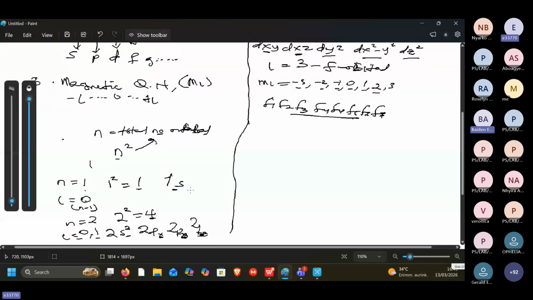Okay. So that is n, if I know n. Now note that when n equals 3, the allowed values, I use my words very carefully, the allowed values.